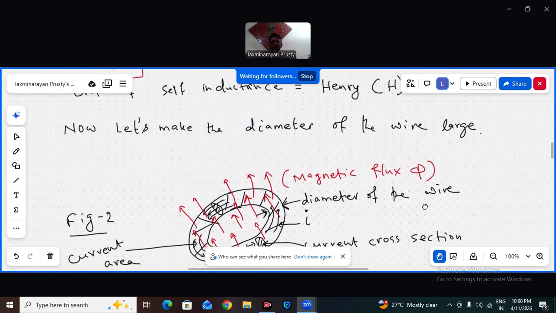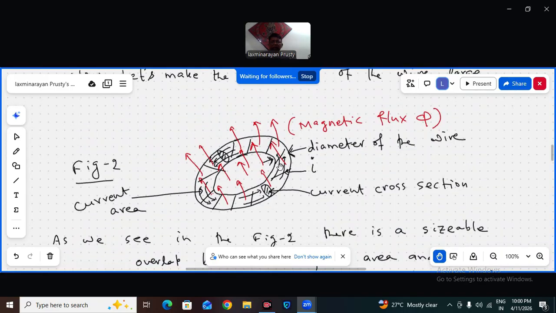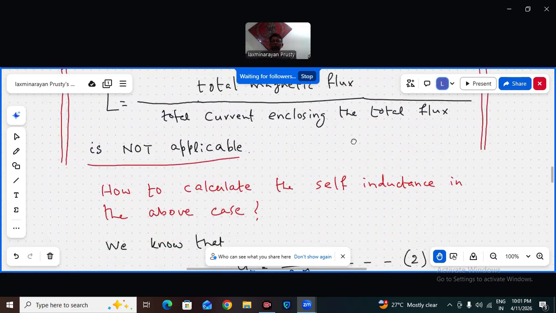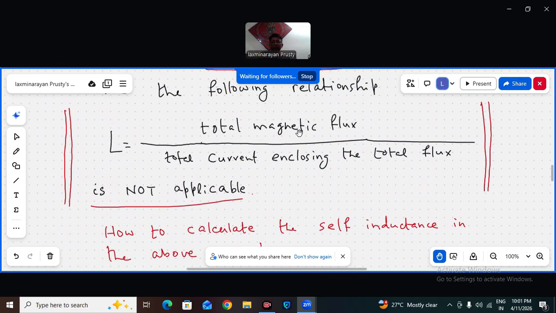Okay, the total current, if it is I, is not enclosed, it is distributed over the cross section. So that means the total current I is enclosing only the inner flux. But if I consider the flux through the inner as well as this flux in the current area, then the total current is not enclosing this total flux. This total flux is enclosed only by the outer line, but the outer line does not carry the total current. Understood this? So this relationship is not applicable.